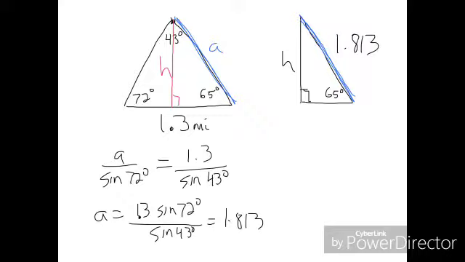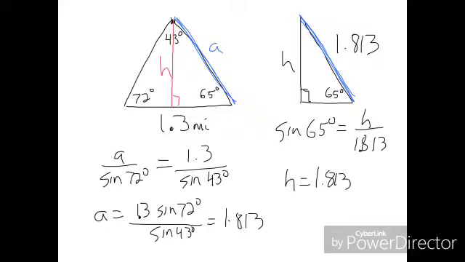All right, so now we're looking at this triangle. We have enough information to use a basic sine. Sine of 65 is, since it's a right triangle, opposite over hypotenuse. Let's see what we get. Sine 65 degrees equals h over 1.813-ish. Multiplying by the 1.813, we get h equals 1.813-ish sine 65 degrees.